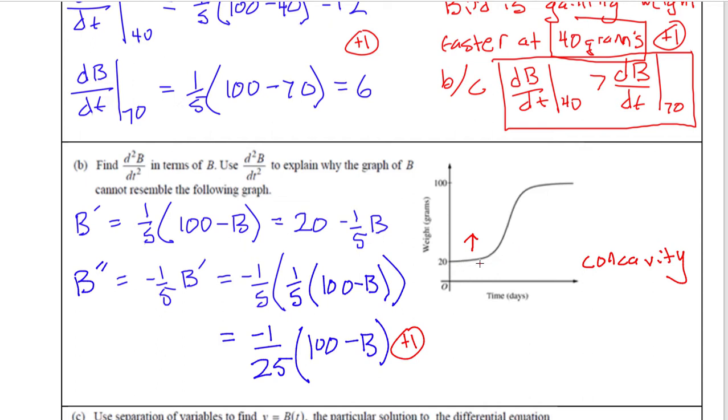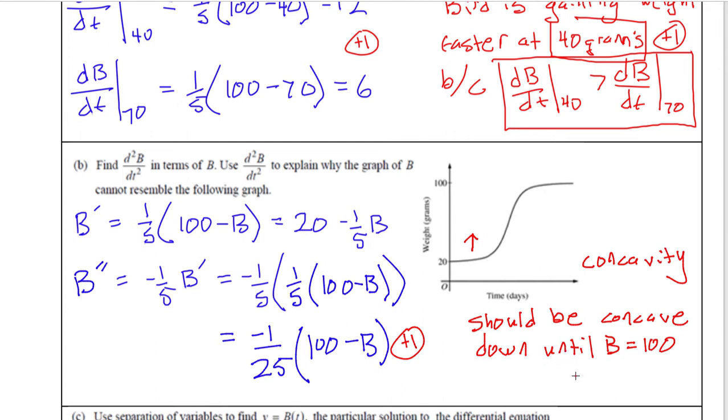This graph is incorrect because it should have been concave down until 100. So we write in words, should be concave down until B equals 100. And then it'll be concave up, because once B is bigger than 100, like 200, 100 minus 200 is negative 200. Negative times a negative is a positive, therefore you're concave up after that 100 mark.